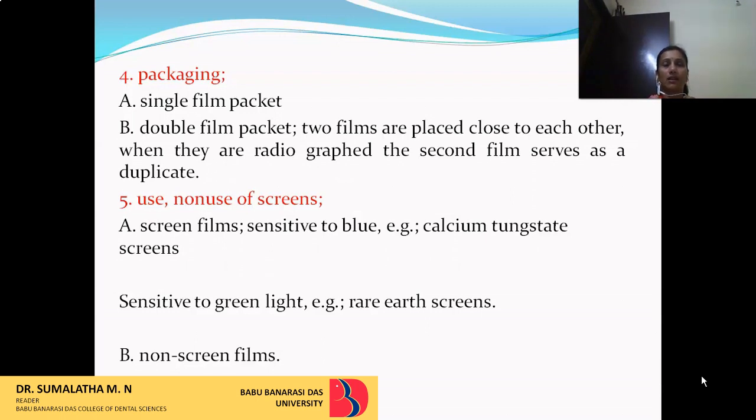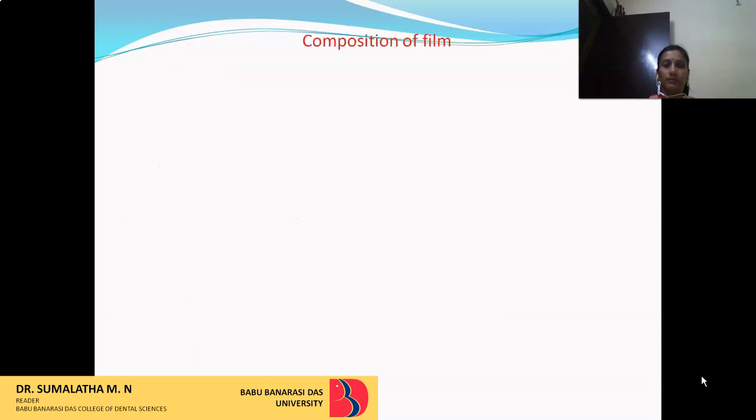Based on the presence or absence of the screens, they are classified into screen films and non-screen films. Screen films are of two types: the film which is sensitive to blue light, example calcium tungstate screens, and the film which is sensitive to green light, example rare earth screen. So this completes the classification.